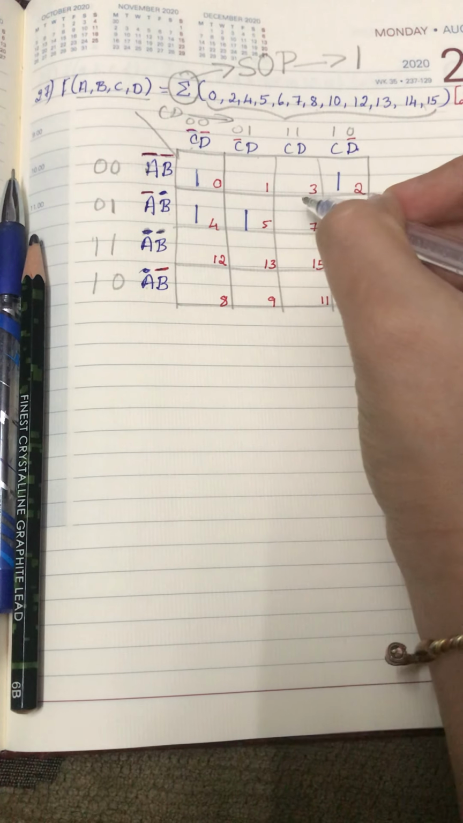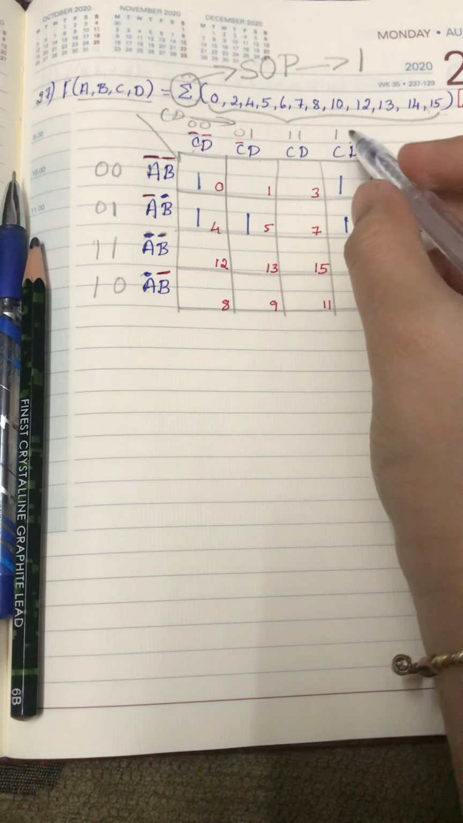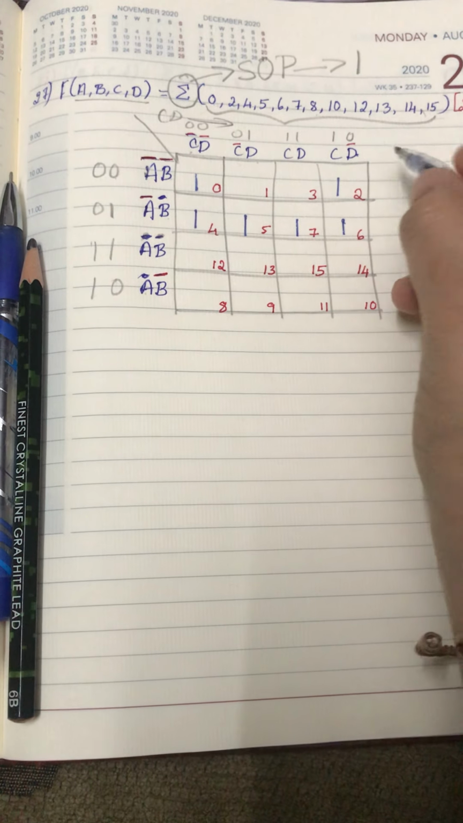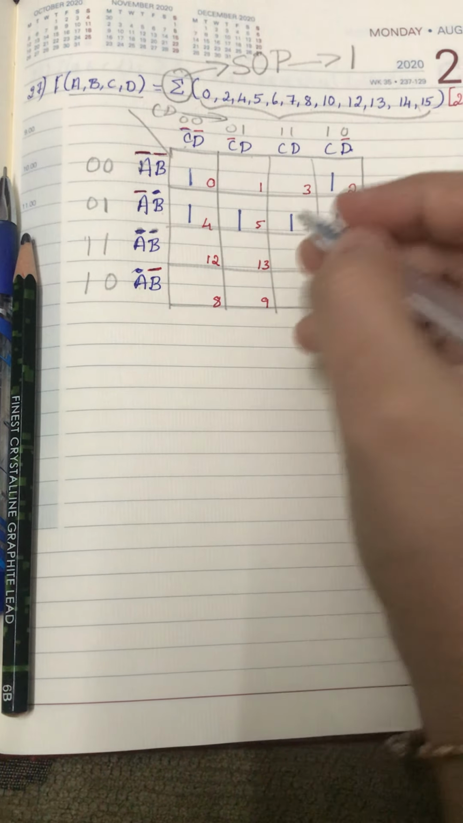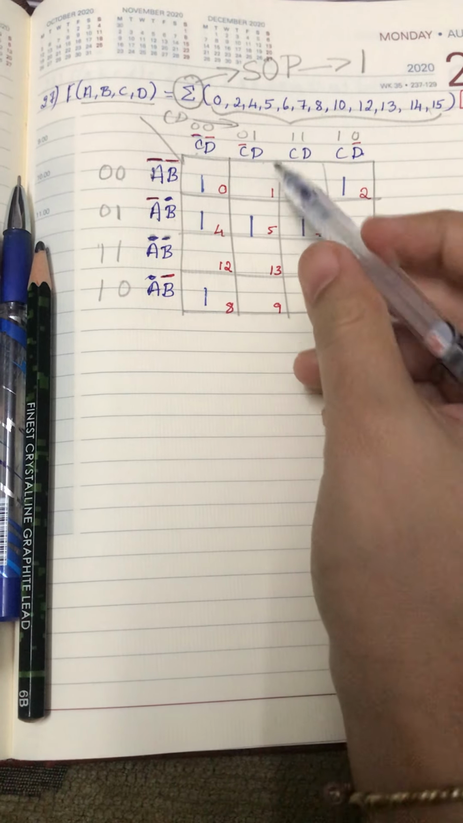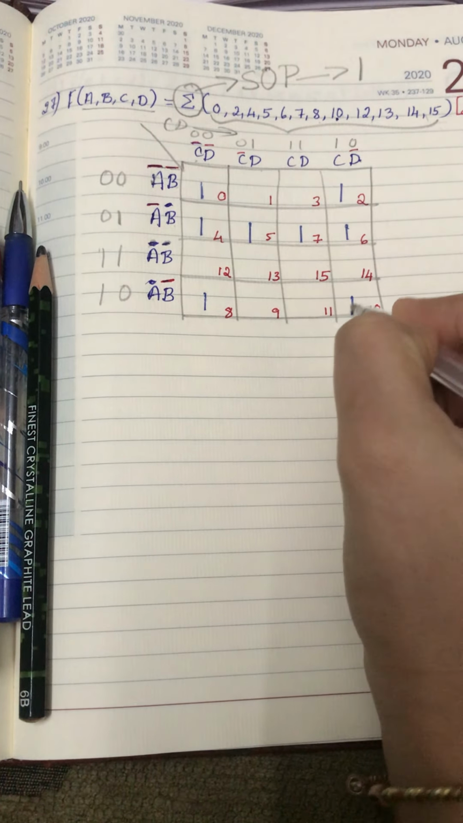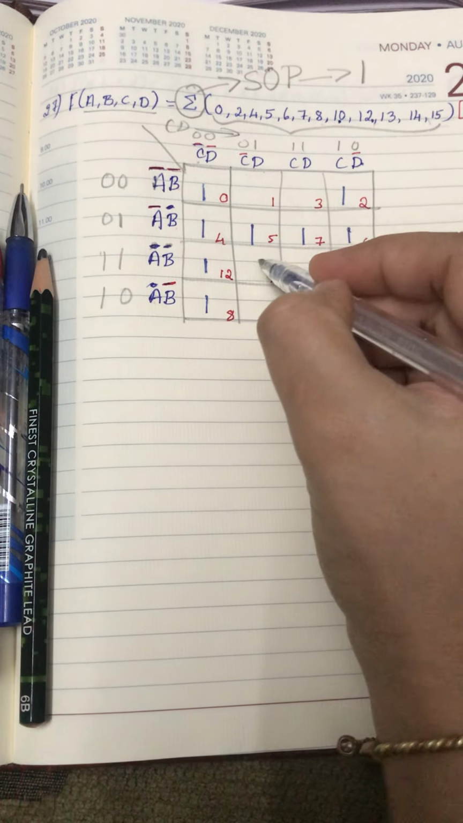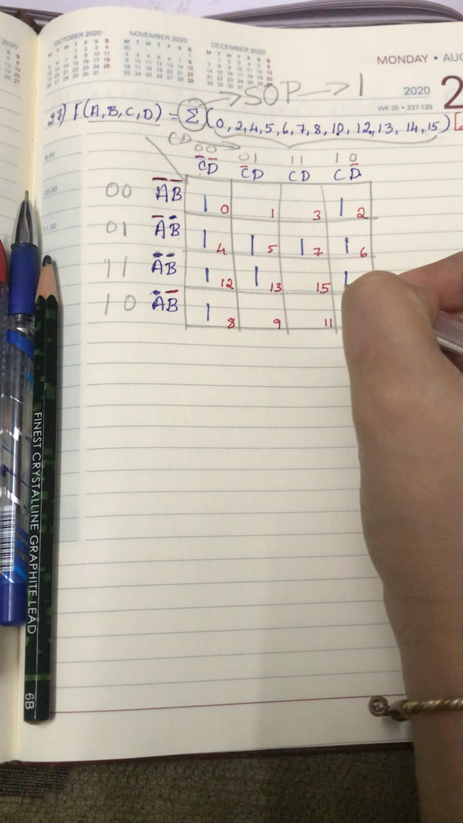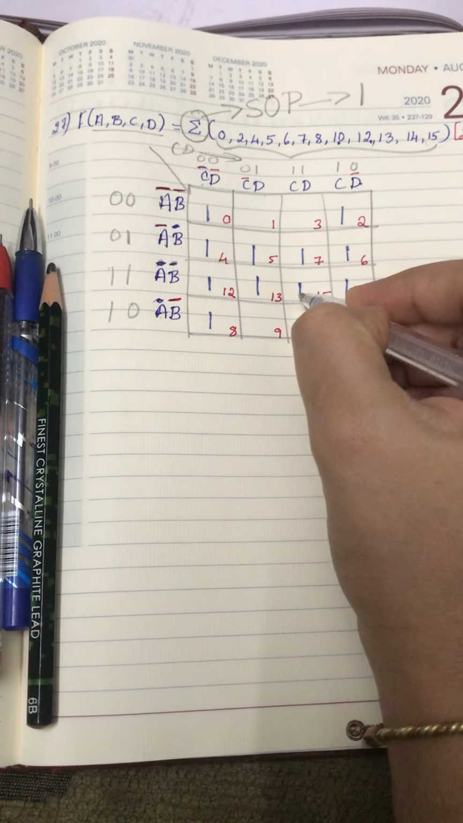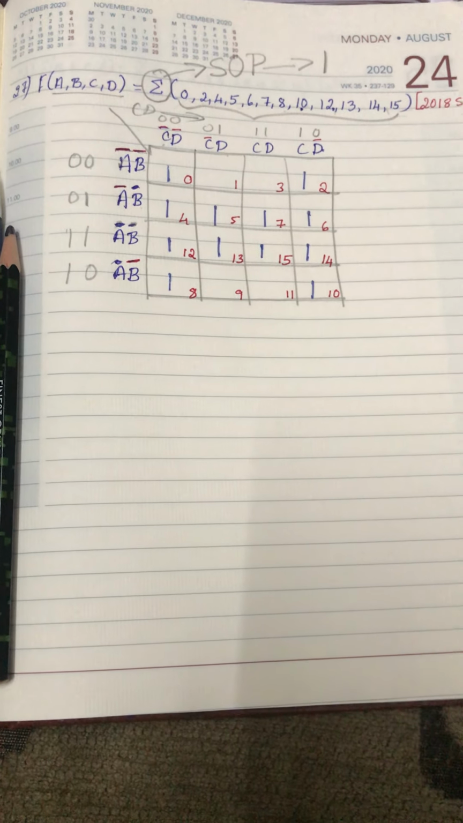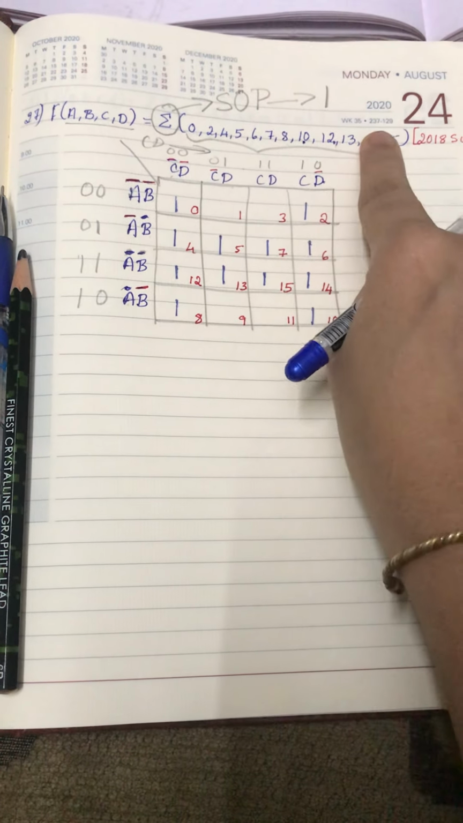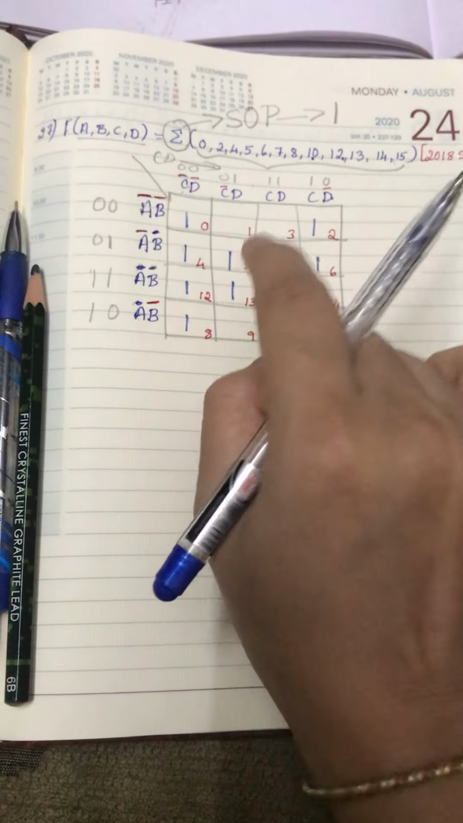6. 7. 8. Next 10. 12. 13. 14. 15. This is how you are going to enter the SOP values. For the given numbers in the table, you are going to place 1.